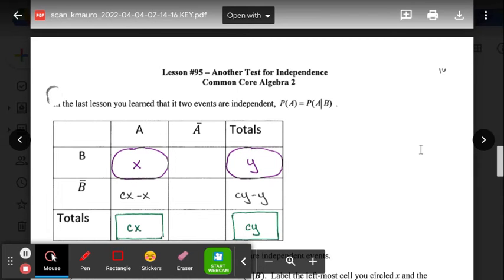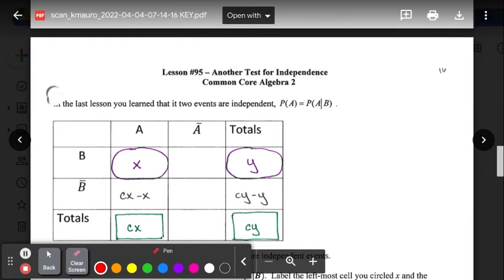Today we're working on lesson 95. This is another test for independence. Just as a quick review, in the previous lesson, we learned that you could test to see if two events are independent if the probability of one does not affect the probability of that event given another event. Then they would be independent.